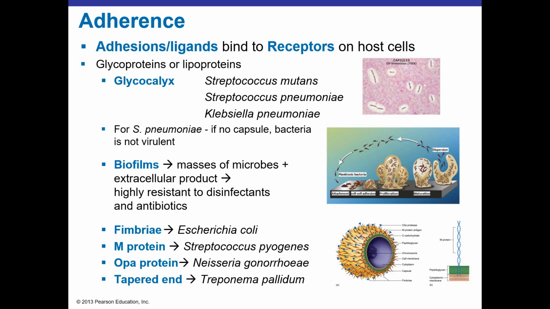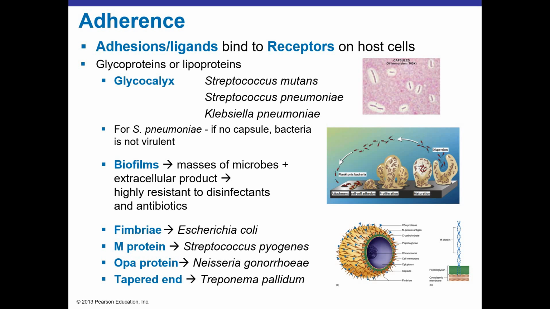So not only does the organism have to get in, it has to be able to hold on. Many organisms have what are referred to as adhesions or ligands that actually bind to receptors on the host cells. We talked about this a little bit in chapter 4. So we talked about things like the glycocalyx or the capsule that's found on things like Streptococcus mutans to be able to allow it to hold on to teeth and cause biofilms.